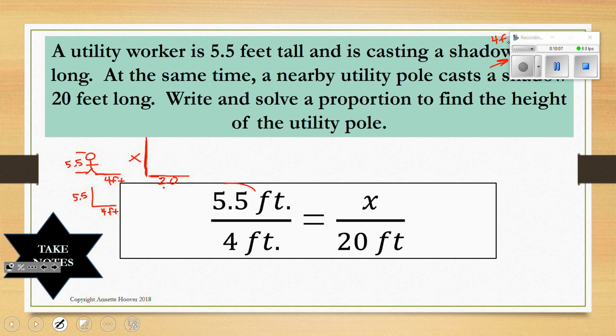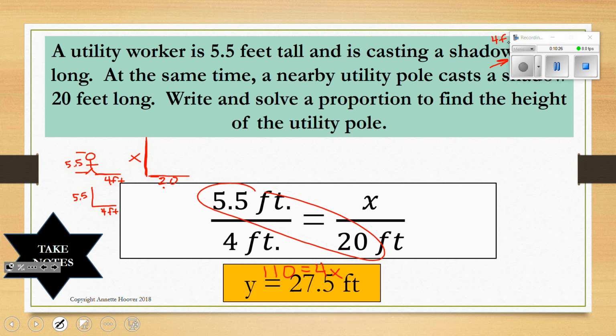Now we can do our proportions. We would do 20 times 5 and 5/10, and that would get us 110. Set that equal to 4x. So now we just divide it by 4, and our final answer would be 27.5 feet tall.